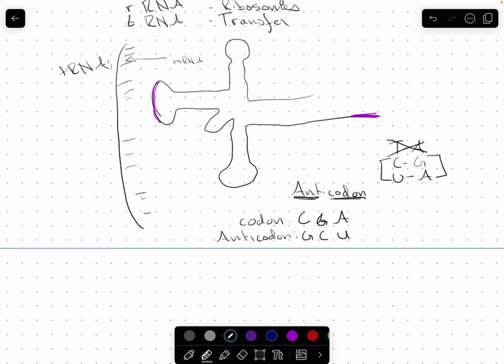So let's say our tRNA here, we have that. If we have C, G, A, our anticodon on our tRNA is going to be G, C, and U. And what that does is it allows it to attach and to mesh and to translate what we're seeing in our mRNA to a specific amino acid, which will be attached over here.